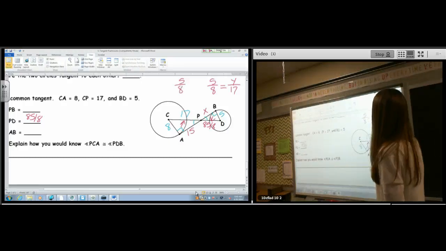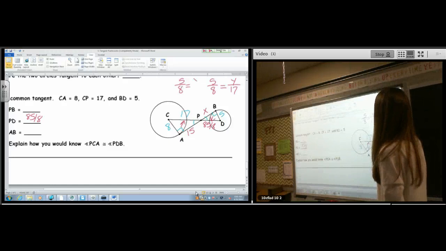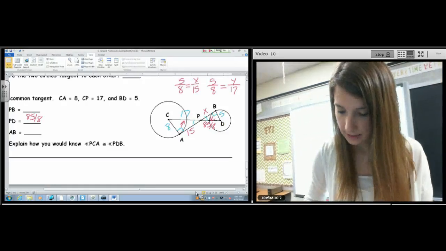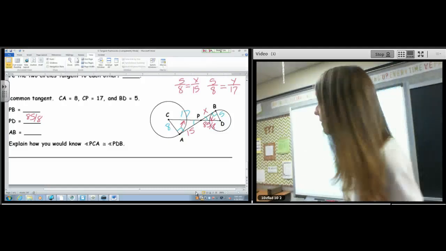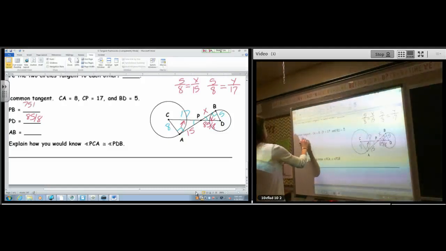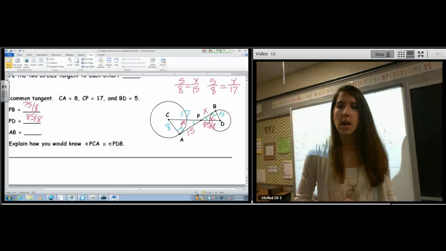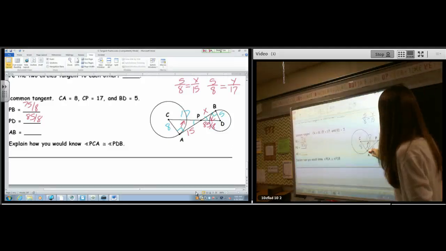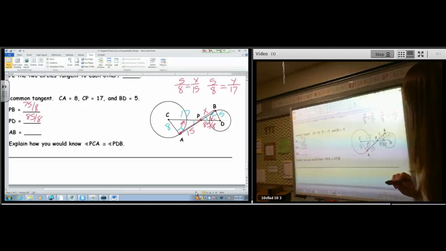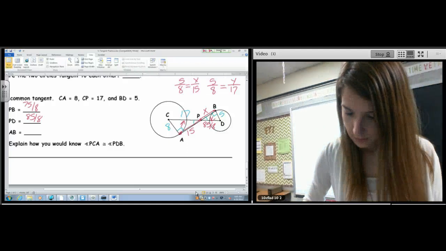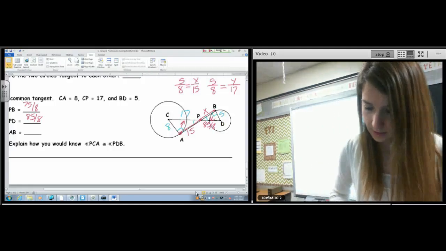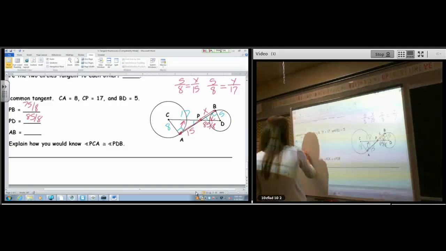5 is to 8 as x is to 15. 5 times 15 divided by 8. Math, enter, 75/8. And then AB. We're simply doing segment addition, AP plus PB. So we are doing 75/8 plus 15. Math, enter is our best friend. 195/8.